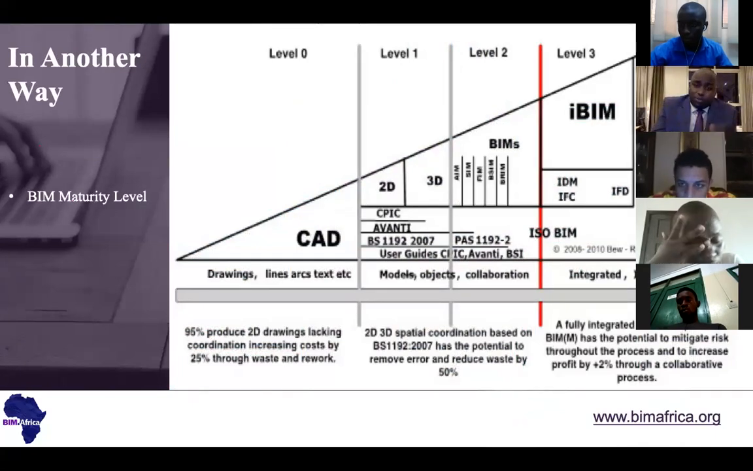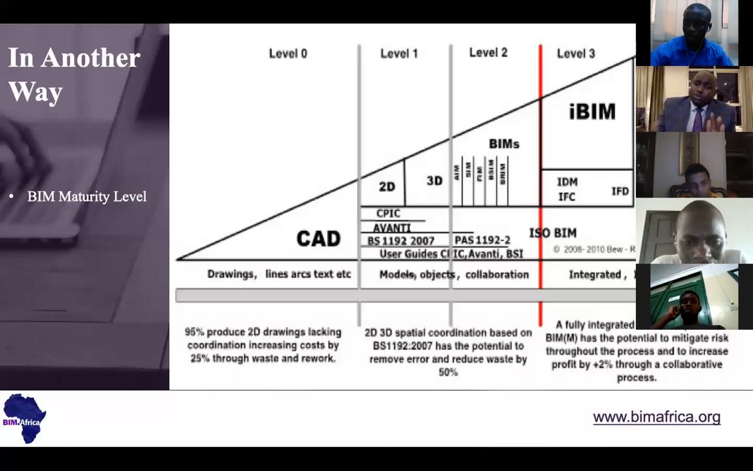In another way, the issue of BIM maturity is also a good way for us to understand the concept of BIM, like level 0, level 1, level 2. Level 0 is CAD. So that tells you that the story of BIM does not really start from getting the exact maturity level. No, you could do your BIM in your own way. CAD is the beginning of that, up to 2D, 3D. Level one deals with object-based modeling. Level two deals with model-based collaboration.